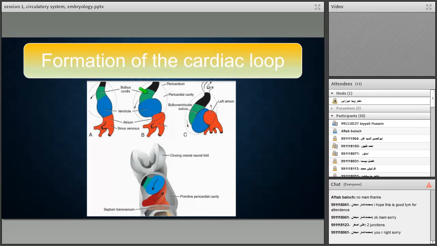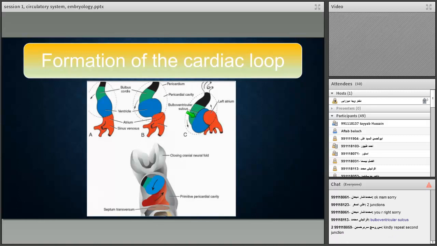This junction between these two parts is externally indicated by the bulboventricular sulcus. It also remains narrow. We get here bulboventricular sulcus. It is called the primary interventricular foramen.